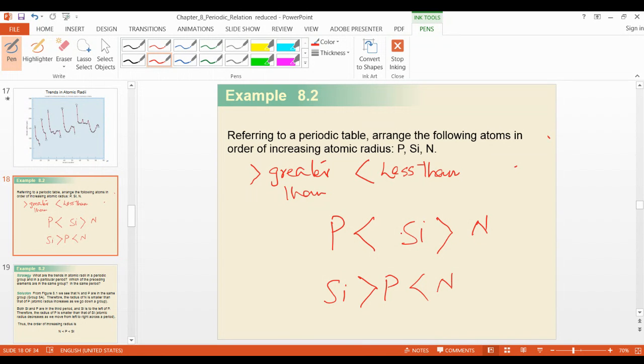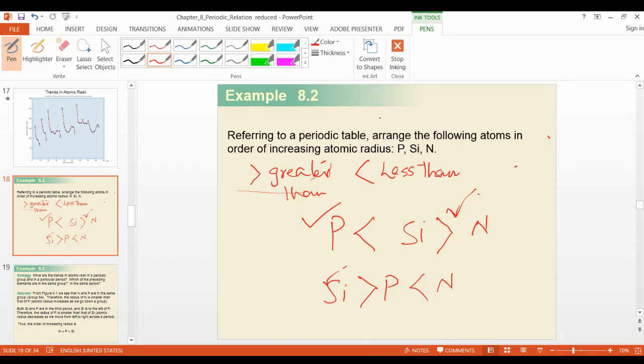It's very good. This is correct. And silicon is greater than phosphorus, or phosphorus is less than silicon. So the first one is also correct, right? Phosphorus is less than silicon, or silicon is greater than phosphorus. These both are correct. Now silicon and nitrogen. So nitrogen is less than silicon, so it means silicon is greater than nitrogen. This is also correct, right? Now look at phosphorus and nitrogen. Phosphorus is greater than nitrogen.